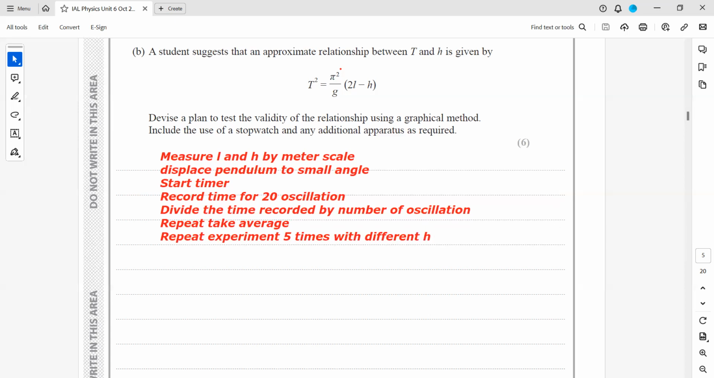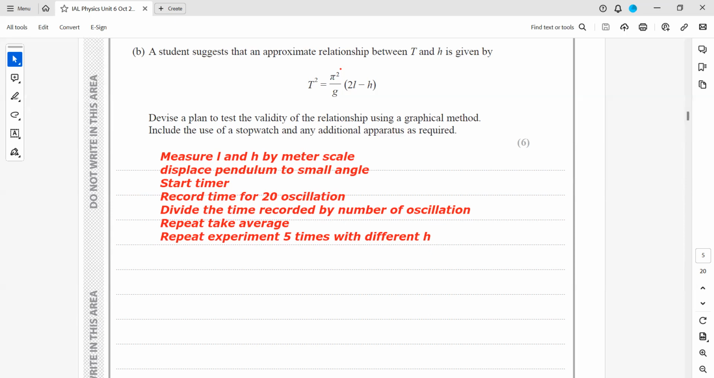So this is the procedure of this plan. First we measure the length and the height by using a meter rule. Then we displace the pendulum to a small angle and we record the time for 20 oscillations. Then divide the time recorded by the number of oscillations and then repeat the method for at least 5 values of h.